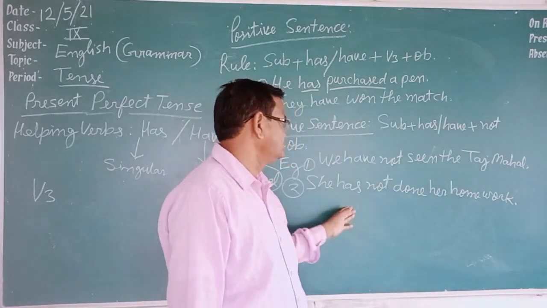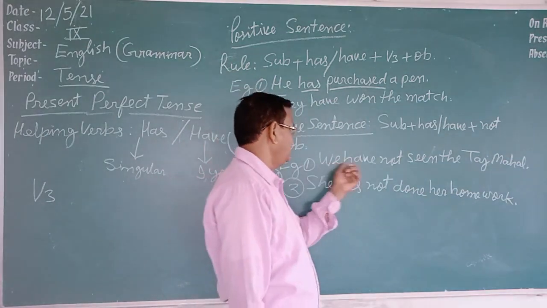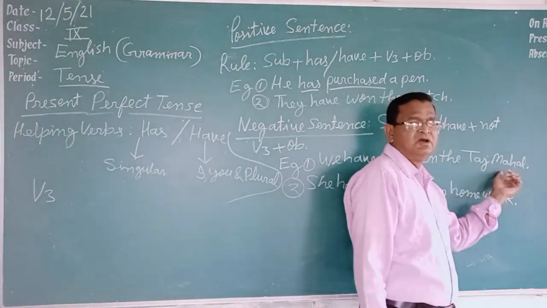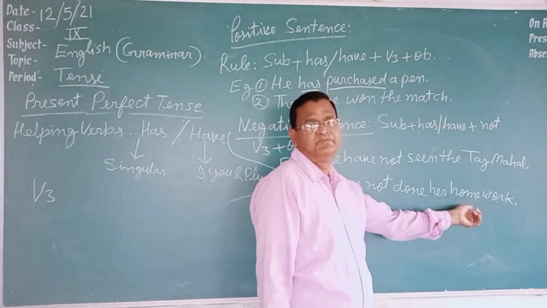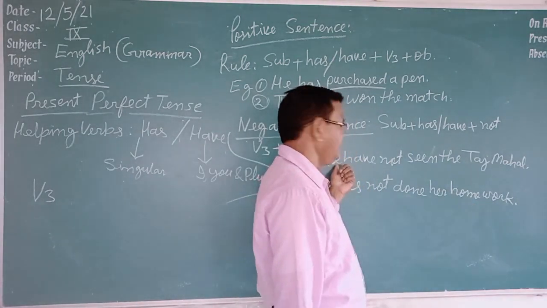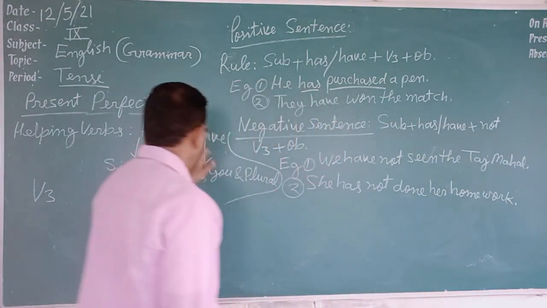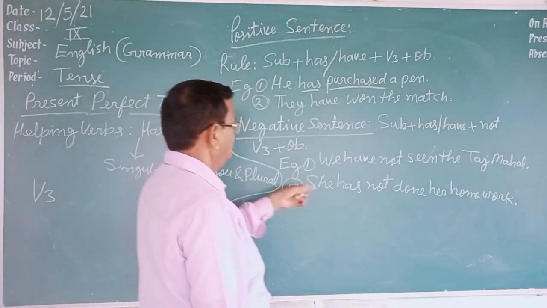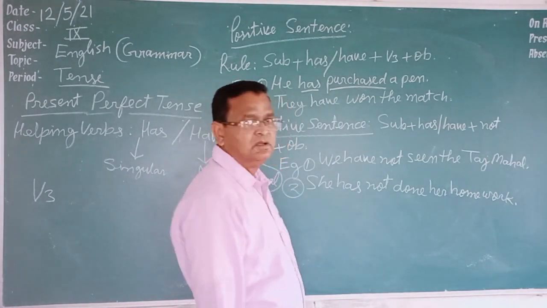These are the negative sentences of present perfect tense. We have not seen the Taj Mahal. She has not done her homework. Students, here the subject is plural, so have has been used according to this rule. For a singular subject, has has been used.